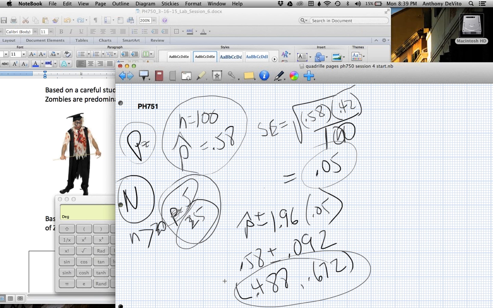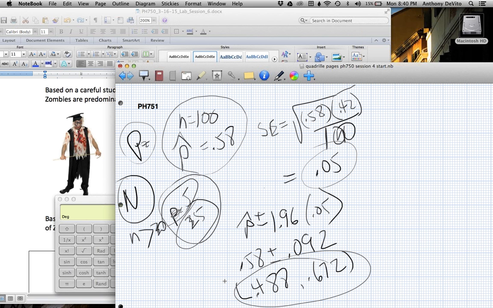Now, technically, you round based on the number of significant digits that you have. For instance, I only gave you the proportion to 2 digits, 0.58. So you really can't even be more accurate than a third digit, right? So you could round to 2 significant digits if you wanted to, or maybe 3 if you were being generous.